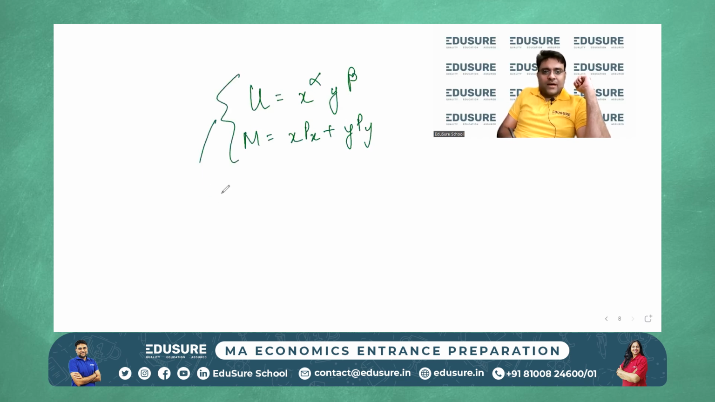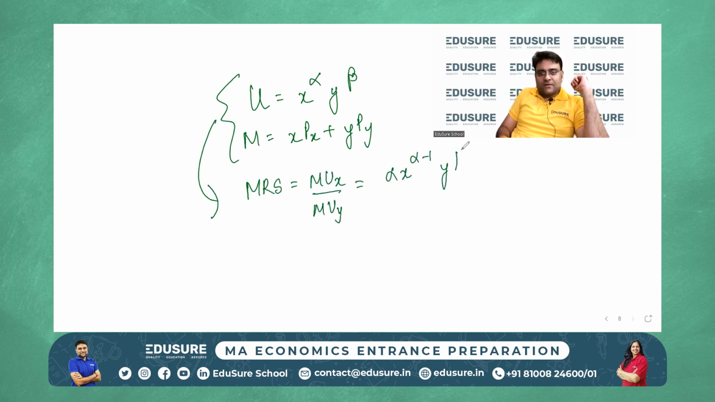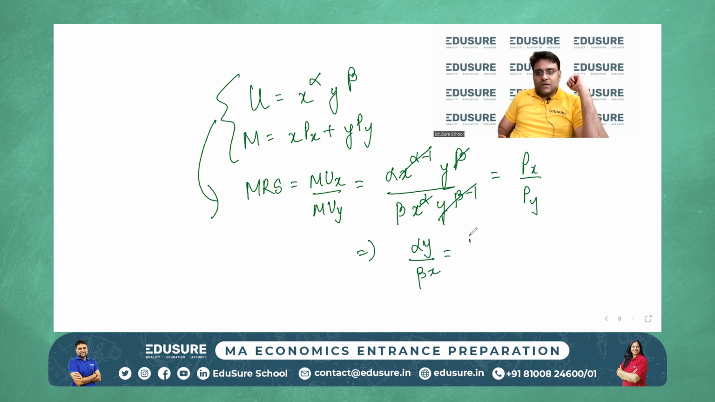In order to solve this, I would equate my marginal rate of substitution, which is mu(x) by mu(y). mu(x) is alpha x to the power alpha minus 1 y to the power beta, divided by mu(y), which is beta x to the power alpha y to the power beta minus 1. This is equal to px by py. If I simplify this, I'll simply get alpha y by beta x is equal to px by py. And you can easily see that alpha by beta is my xpx by ypy.